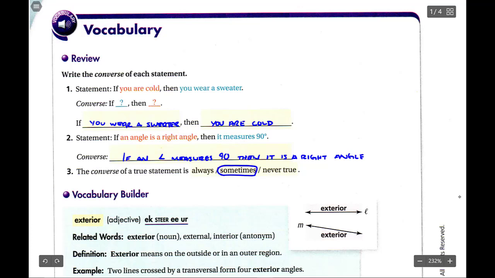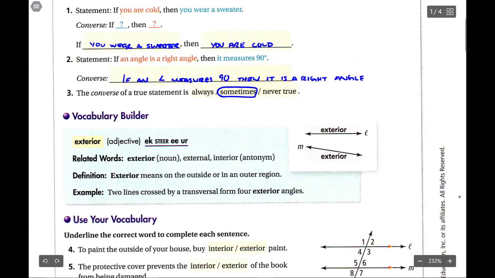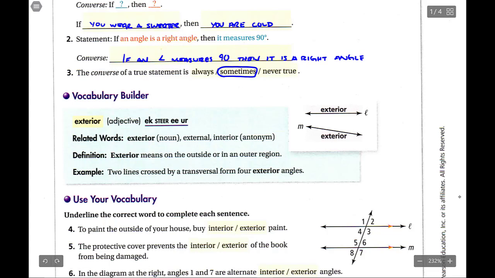So for the converse, you simply take the hypothesis and conclusion, flip their places in the statement, and you've created the converse, and the converse statement is sometimes true. The vocabulary builder for today: yesterday we looked at interior, today we're looking at exterior. Exterior is, in this case, anything that is outside of these two lines.